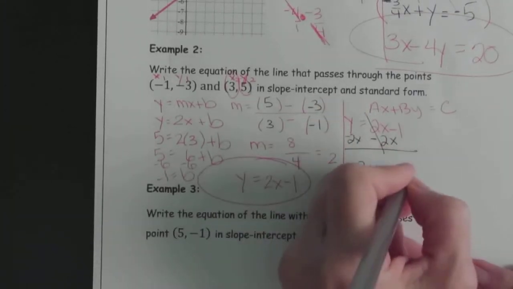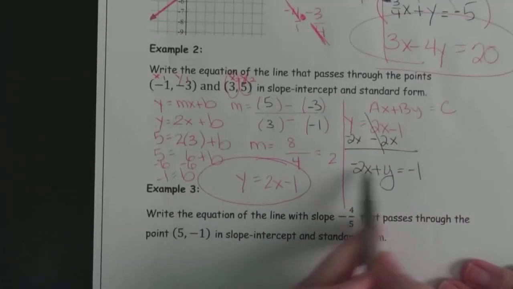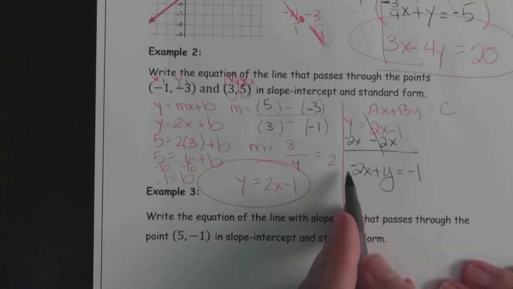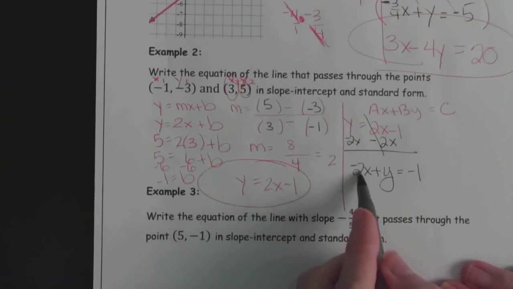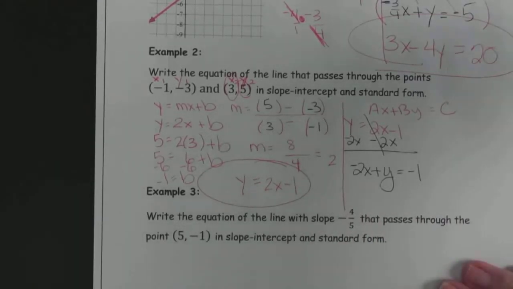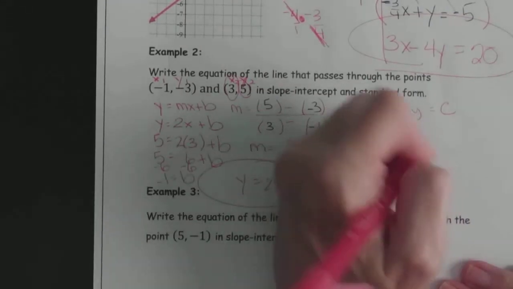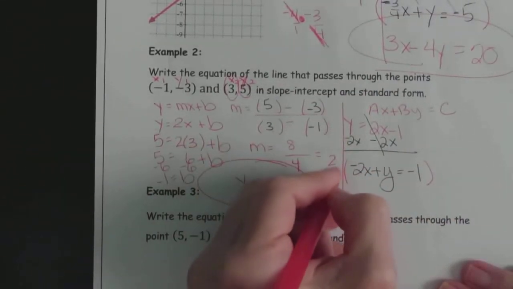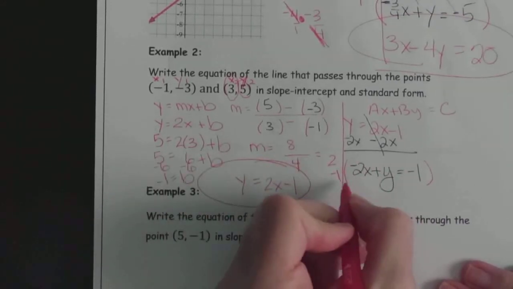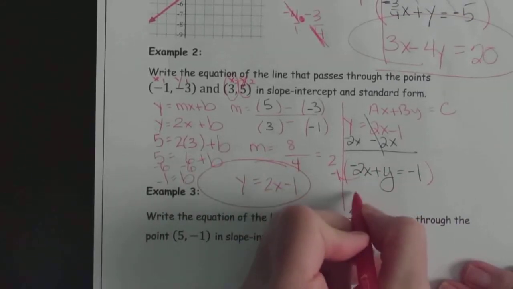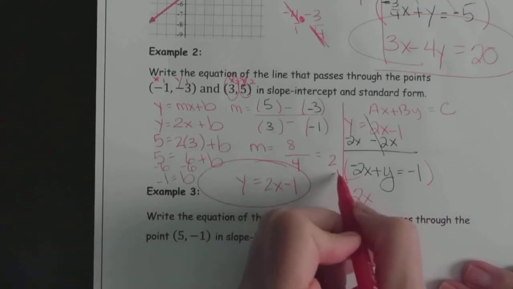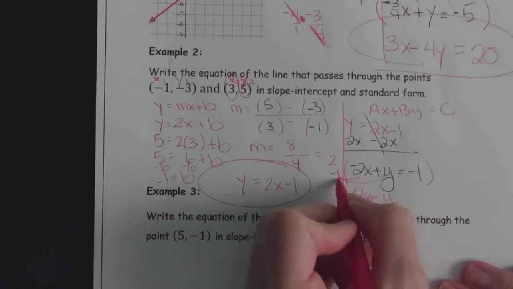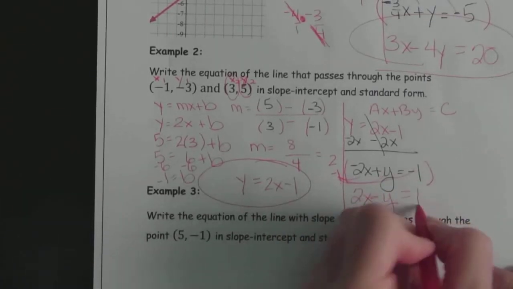Minus 2x, minus 2x. Careful of the order, put your x first, negative 2x plus the y, so negative 2x, positive y, boom, equals. Knock these out, -1. Look at your a, your b, and your c. They're all integers, but this one has to be positive. So do you remember what to do? You've got to multiply by a -1, just to switch the signs.